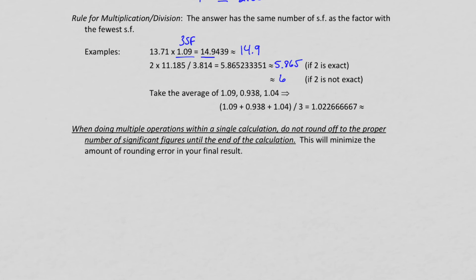Adding 1.09 plus 0.938 plus 1.04, I can only report, right? Now you can include the 8 in your calculations by all means, but I can only report to the hundredths place. So when I add those up, and I can only report to the hundredths place, I have to say it's 1.02.